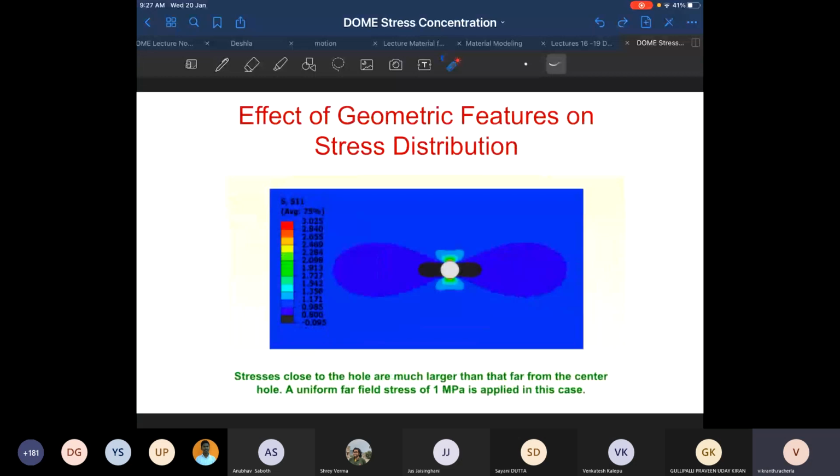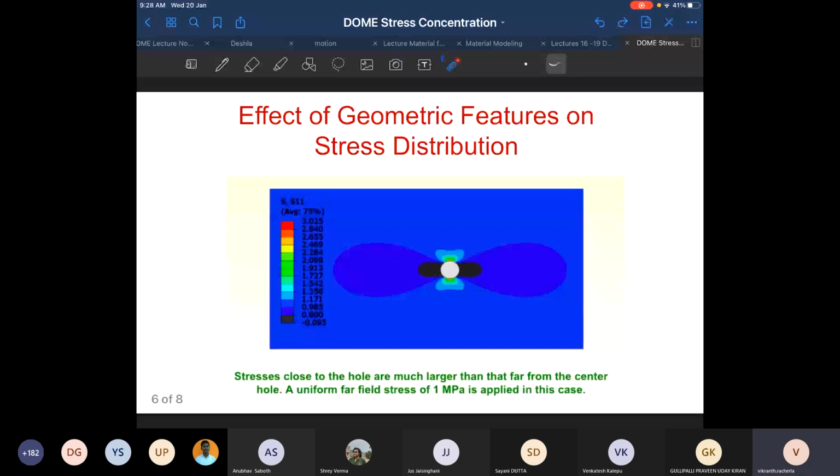Something to remember: geometric features introduce stress concentrations. A simple example is a hole in a plate, which gives you a stress concentration of about 3. Far from the hole, the maximum stress is 1 MPa. At the hole, at this particular location, the maximum normal stress, sigma 11 max, is close to 3 megapascals. There is a stress concentration factor of 3.